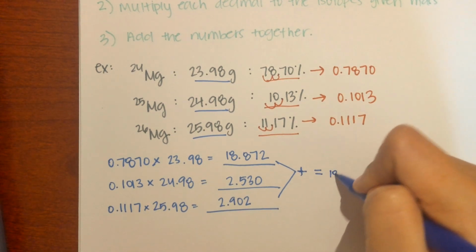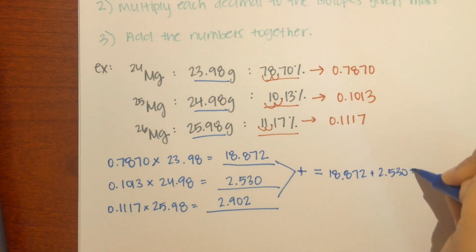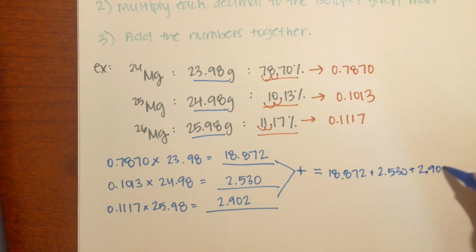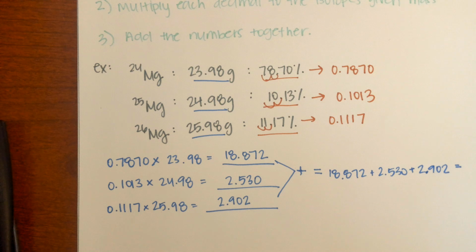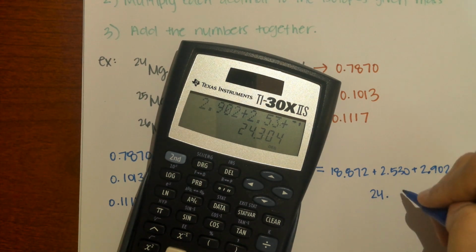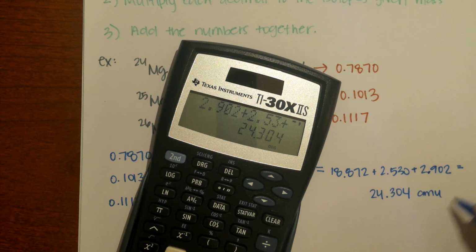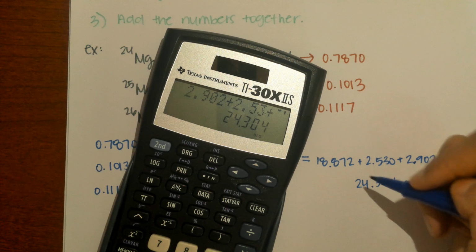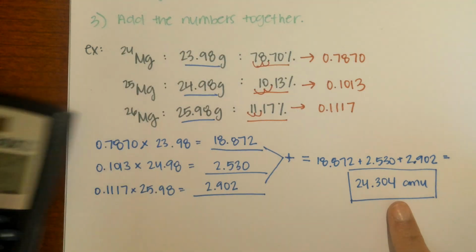So 18.872 plus 2.53 plus 2.902 equals, I got 24.304 AMU. That's the unit for average atomic mass, or it could be grams, same thing. Okay, so that is my final answer.